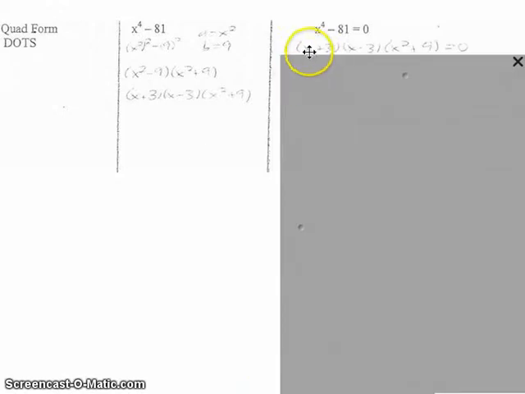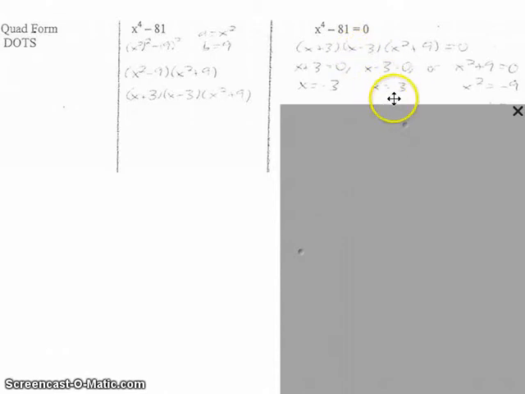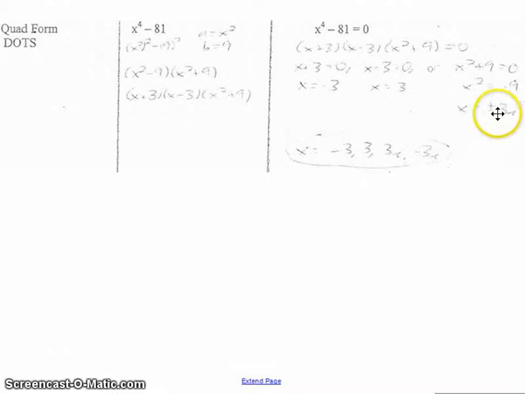So on the right, now I've got those terms equal to 0. If x plus 3 is equal to 0, then x is negative 3. If x minus 3 is equal to 0, then x is 3. If x squared plus 9 is equal to 0, then x squared must be equal to negative 9. If x squared is negative 9, then x has got to be plus or minus 3i. So you've got four answers: minus 3, plus 3, 3i, minus 3i. Those are your four solutions to this question.